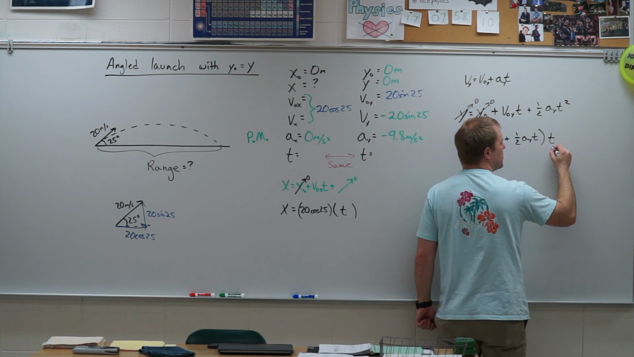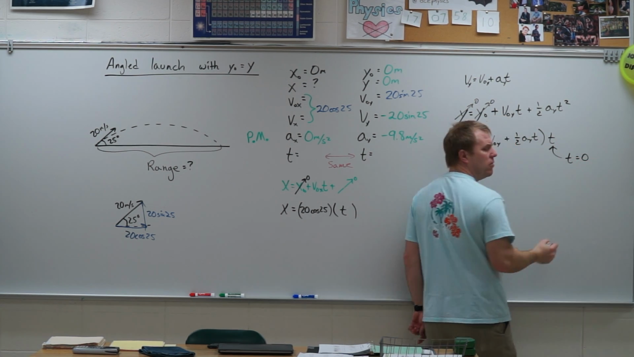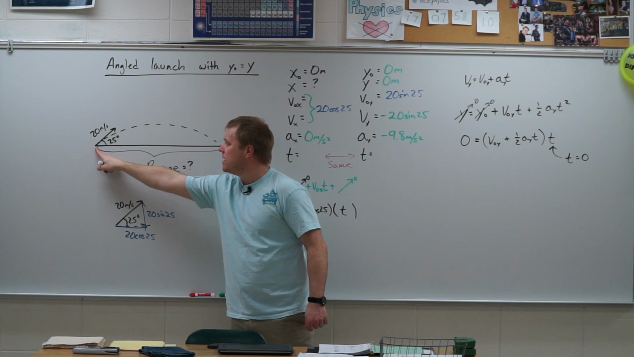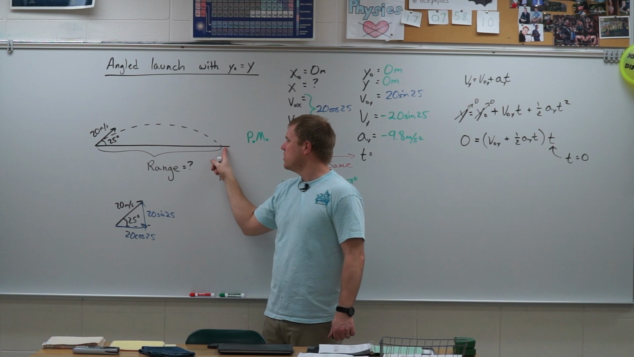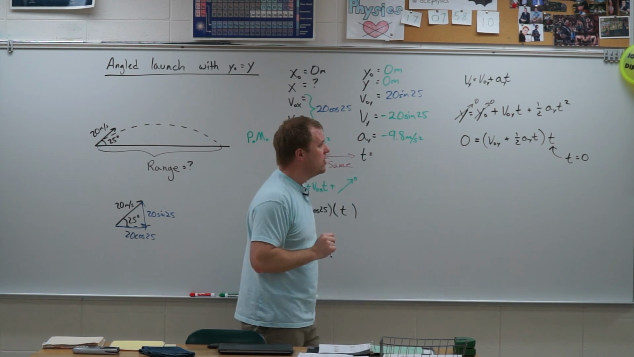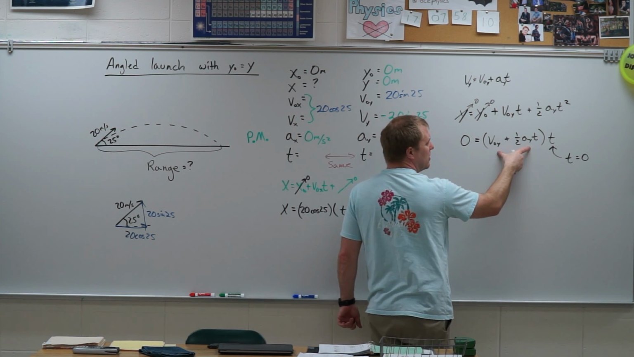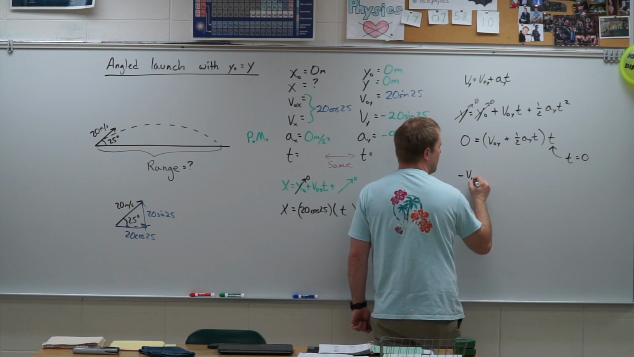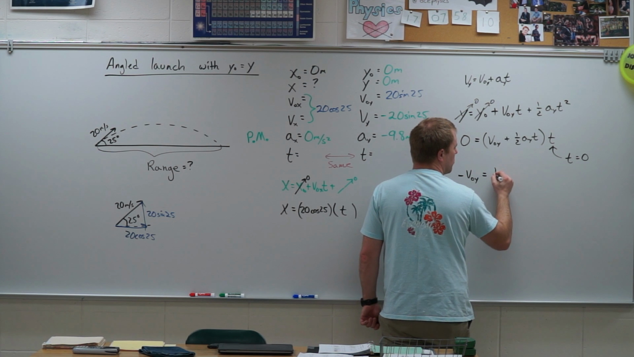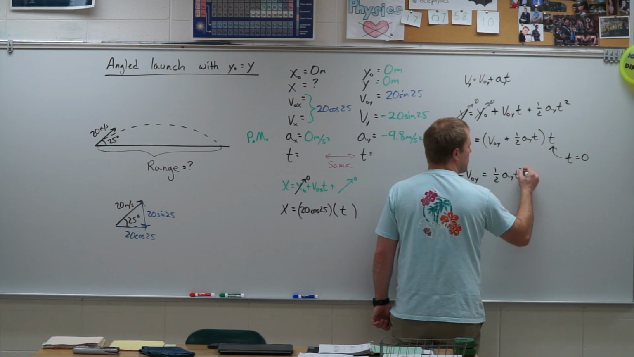So what solution for time is there? There's a t equals 0. And yes, it is at that height at t equals 0. But is that the time we're concerned about? No, we are concerned about this time over here. So that's the time solving for in here. So I'm going to move that v naught y over. So I have negative v naught y equals 1/2 a y t.